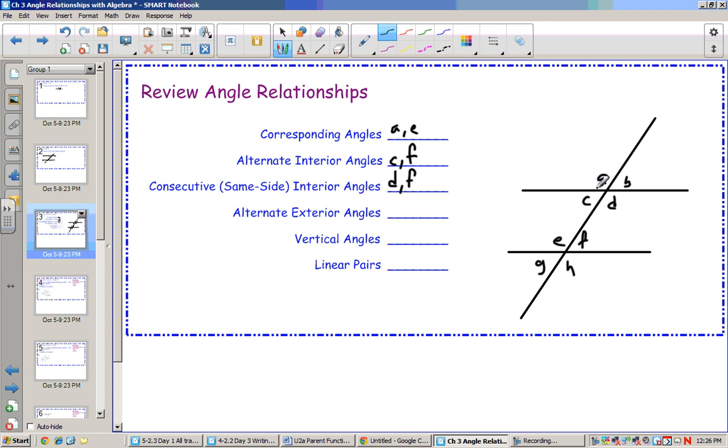Alternate exterior, we go from A to H because these are the exterior and we alternate, so from A to H. Vertical angles, there's lots of vertical angles. They just have to be across from each other. Let's choose C and B. Finally, linear pair are two next to each other. For instance, like B and D.